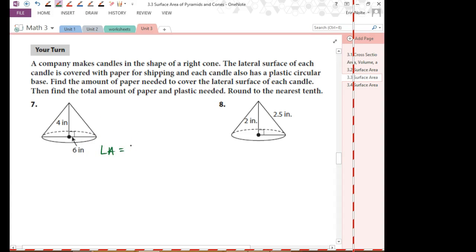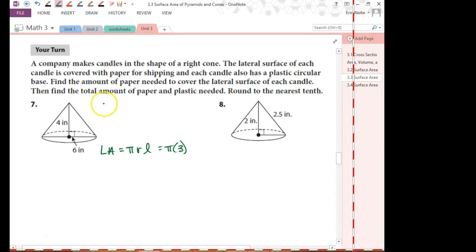Okay, so what was the formula you just wrote down for the lateral area? Pi times r times L. So, looking at our picture, what is the r? 3, good. And what is the L?